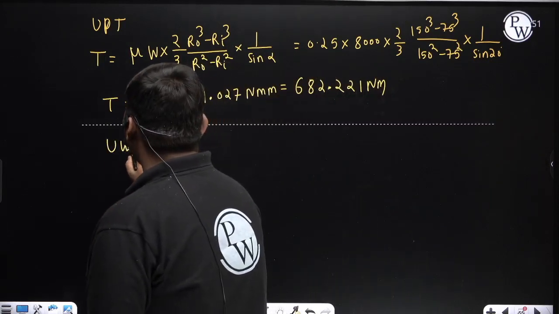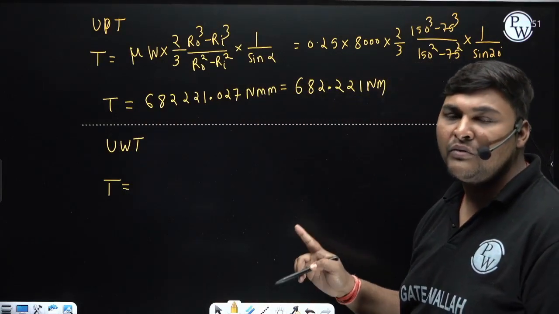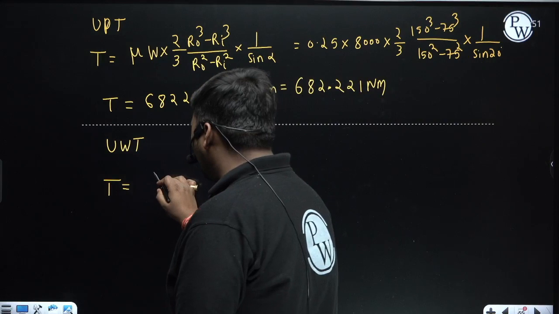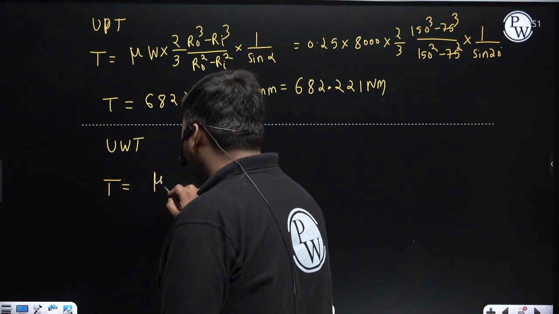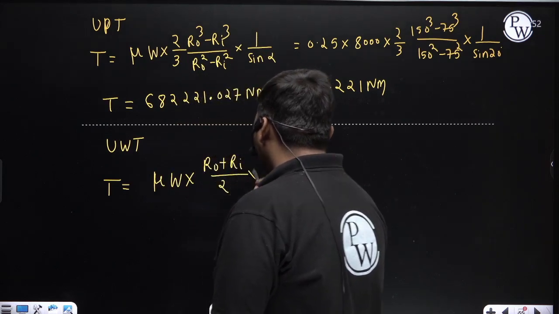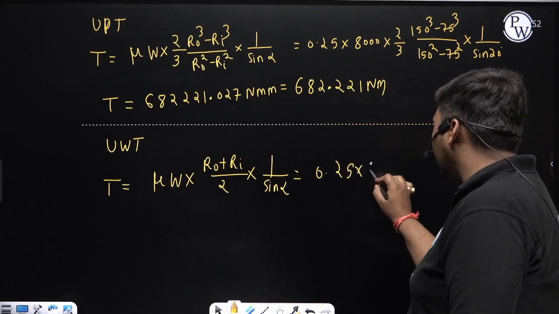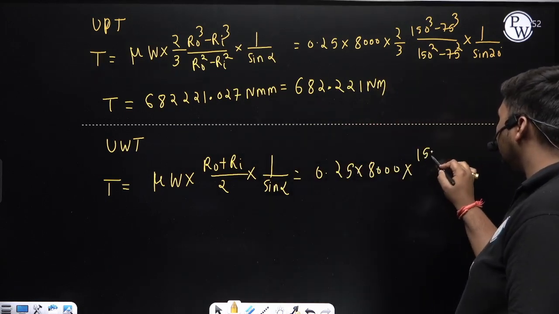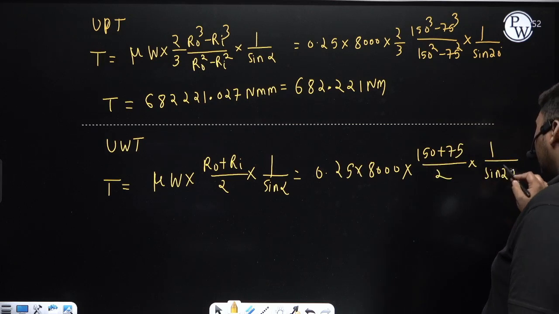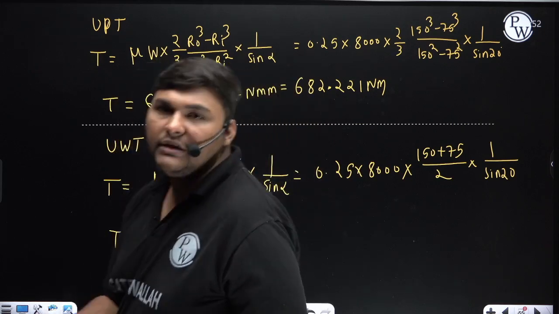Now the expression of torque transmitted by uniform wear theory. First write the expression of torque transmitted by uniform wear theory for plate clutch, then multiply that expression by 1 upon sin alpha. For plate clutch, the expression is mu W into mean radius, and for uniform wear theory, the mean radius is (r_o plus r_a) divided by 2. Mu is 0.25, W is 8000 newton, r_o is 150 plus r_a, which is 75, divided by 2, into 1 upon sin alpha, alpha is 20. From this equation we can calculate torque transmitted by this clutch by uniform wear theory.